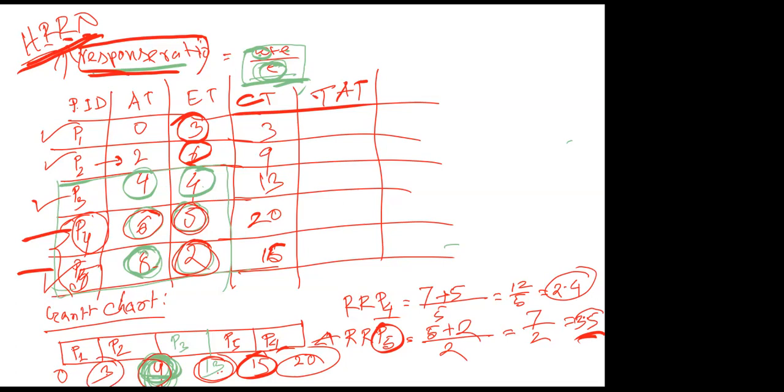Turnaround time is the completion time minus arrival time. Here it is 3 minus 0 is 3, 9 minus 2 is 7, 13 minus 4 is 9, 20 minus 6 is 14, and 15 minus 8 is 7. This is the CT and turnaround time for the HRRN algorithm.